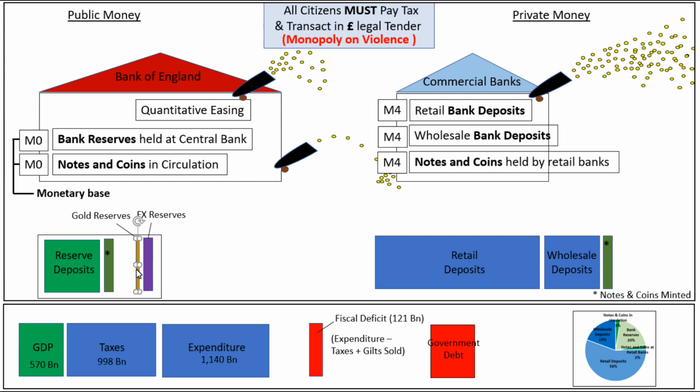Now I've placed here the gold reserves and the foreign exchange reserves of the UK, so you can see how they compare with the reserve deposits. And you can see down here the fiscal deficit as it compares with our current gold reserves and FX reserves and the overall government debt. What's interesting though is when you look at the GDP of the country, it's only actually a small fraction of the amount of taxes that are collected, or the amount of money that the government spends. That actually quite surprised me.